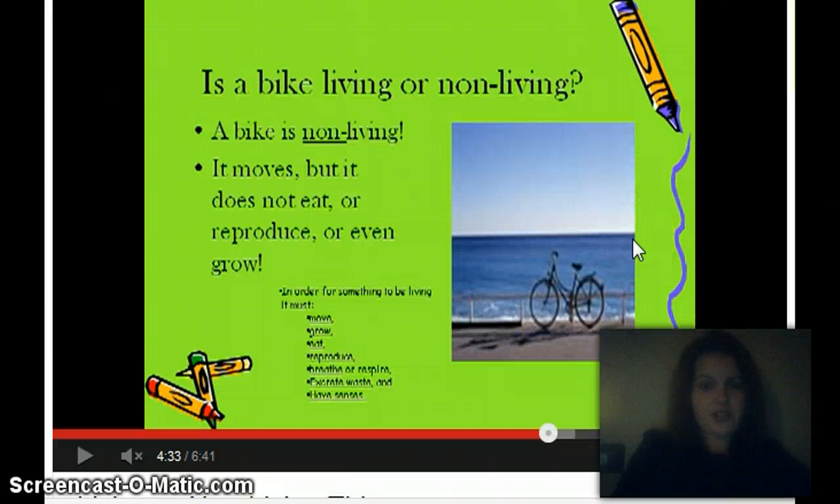Is a bike living or non-living? So, a bike is non-living. It moves, but it does not eat, or reproduce, or even grow. We've never ever seen a bike eat before, or reproduce, or even grow. So, this is a non-living thing. It moves, but it doesn't have all the characteristics.